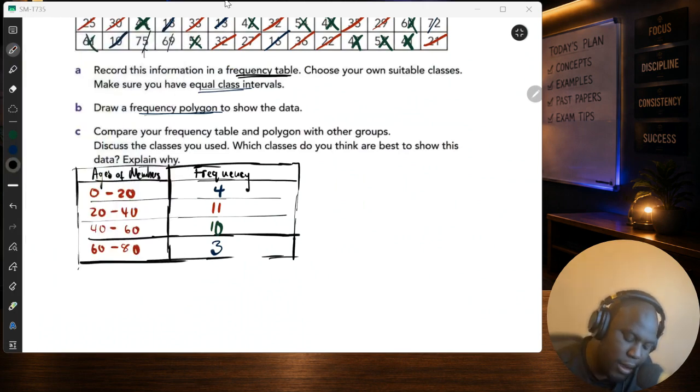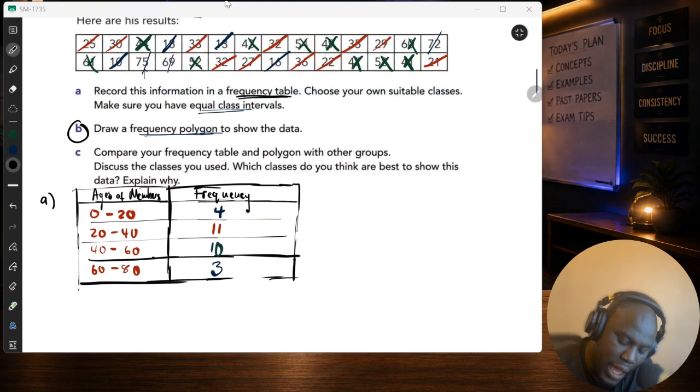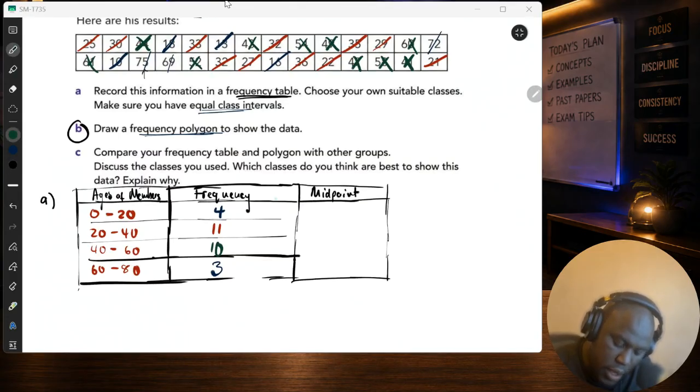Don't let me down. You know that when we have this table, for us to make the second part, because we now want to do part B, this is part A. To do part B, we need to add the midpoint. Now let's put our midpoints.